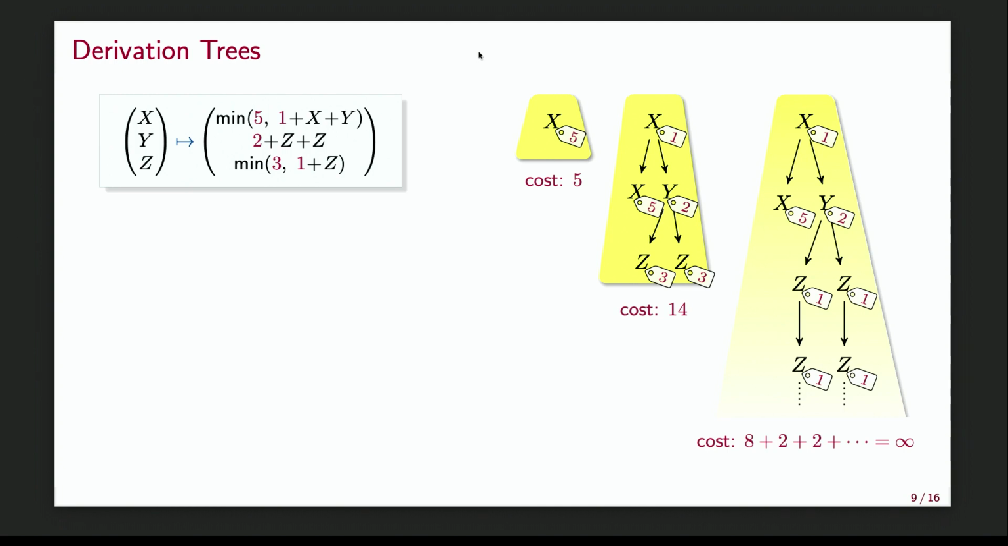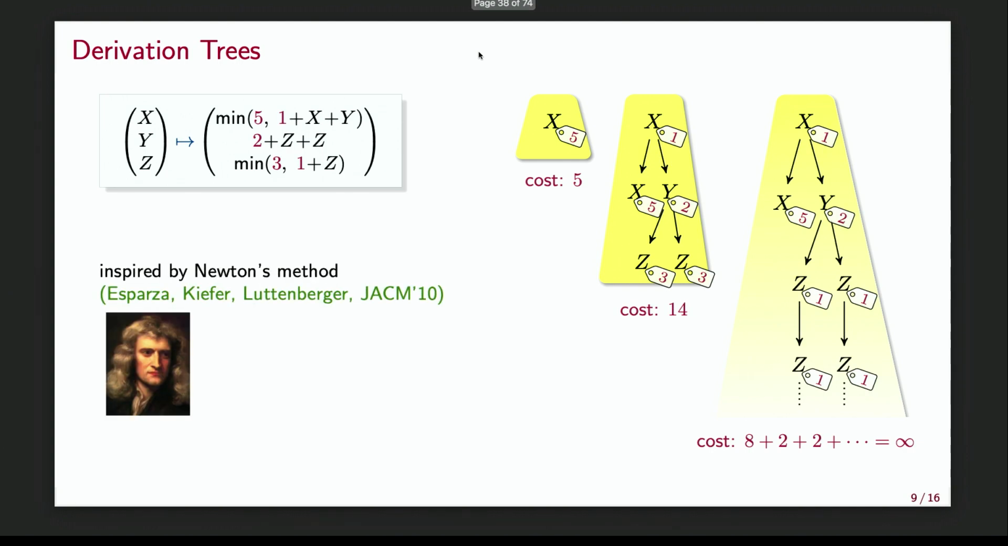Now, I'm not the first one to look at derivation trees in the context of fixed-point computation. In fact, I was inspired by this very interesting line of research on Newton's method in semirings some 10 years ago, which Javier will give a talk tomorrow, so I don't want to spoil anything here. But the idea is to take Newton's method to approximate zeros of polynomials, which uses derivatives, and generalize this to semirings to compute fixed points. And it looks something like this. I don't want to take credit for the Photoshop skills. I stole this picture from a presentation.